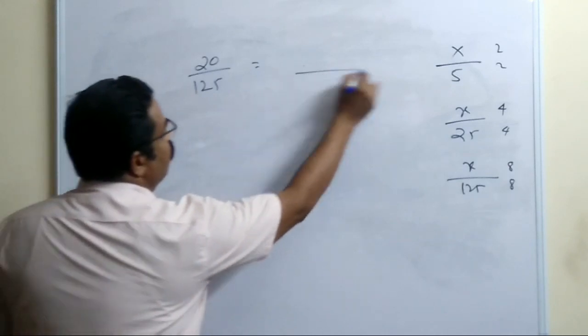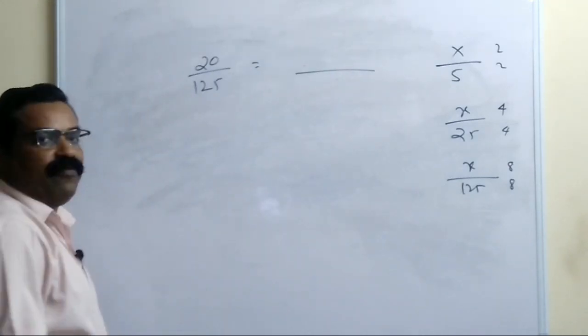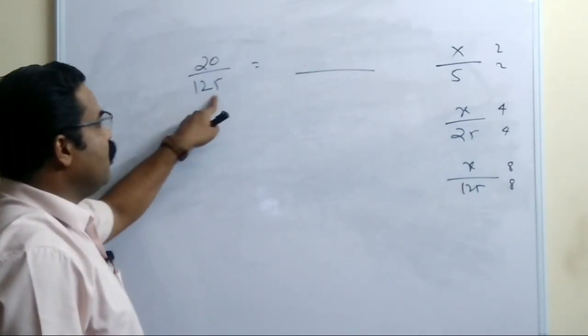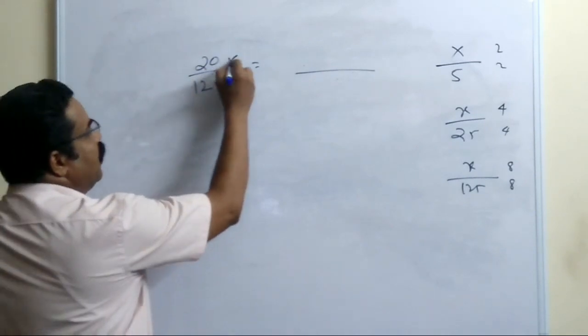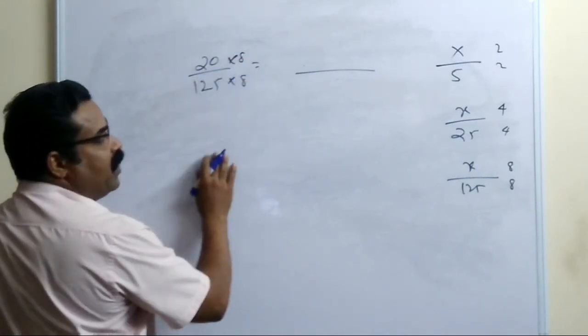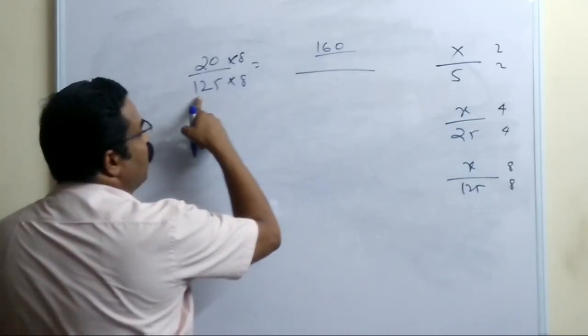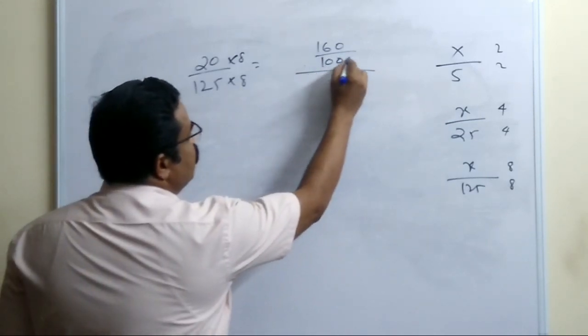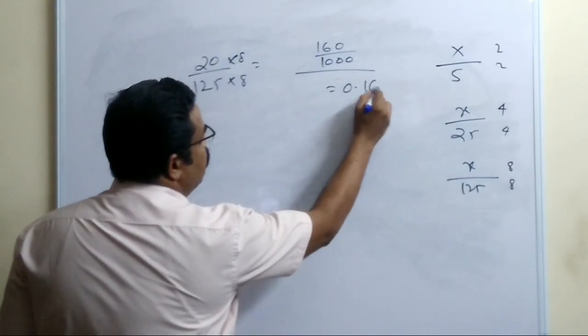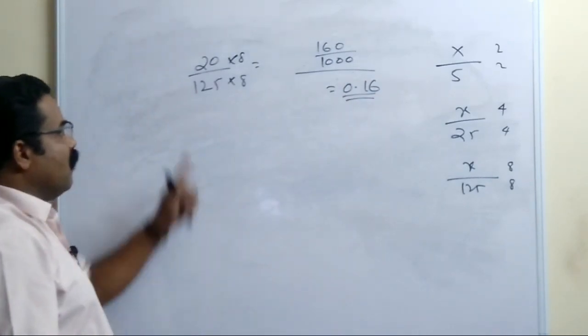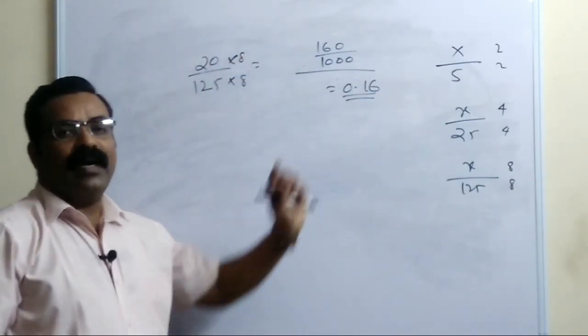So for example, 20 divided by 125. What is the corresponding decimal form? 20 divided by 125, you can take 20 multiplied by 8 and here also multiplied by 8. So 20 into 8 will become 160 divided by 125 into 8 will become 1000. So your answer will be equal to 0.16. So what you have to do is multiply the numerator by 8 and divide by 1000.